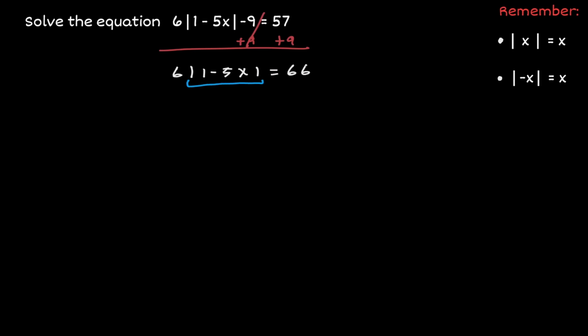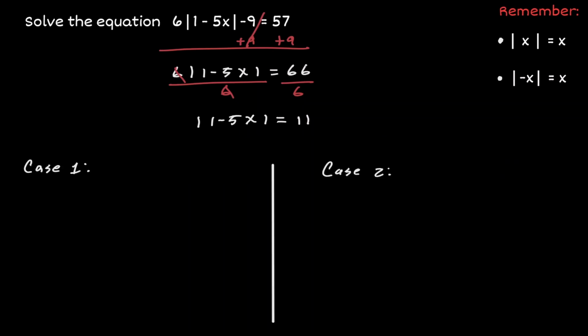And we almost have the absolute value by itself. We still need to get rid of the 6, which is multiplying. So let's do the opposite. Let's divide by 6 to eliminate it. So after dividing by 6 on both sides, now the absolute value is by itself. And on the right-hand side, 66 divided by 6, that's 11. Now we're good, because now notice that the absolute value is by itself. Now we can consider both cases.